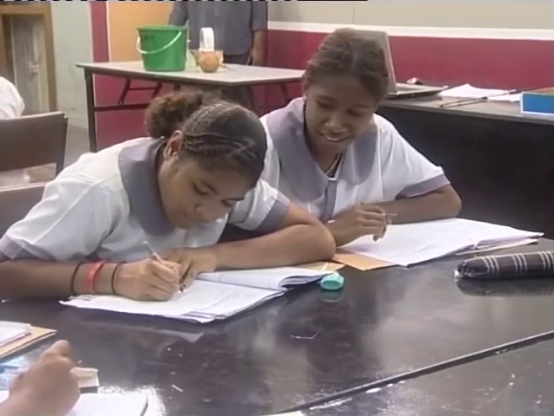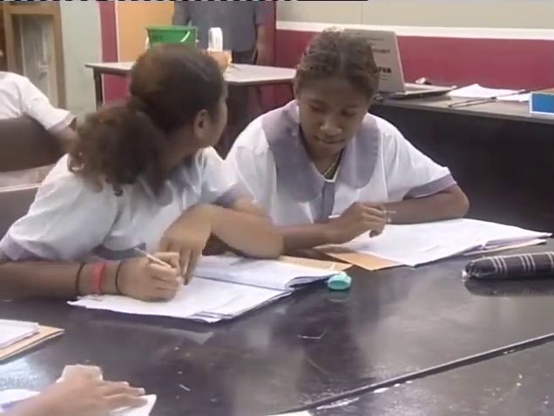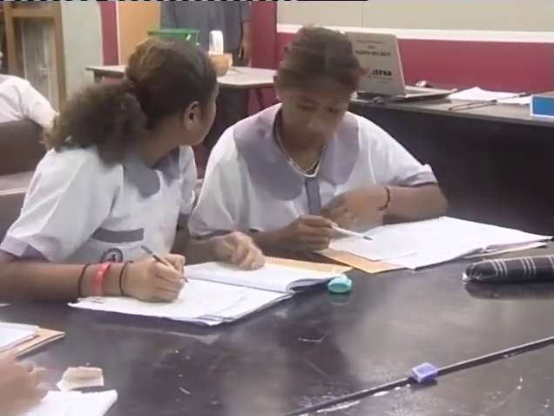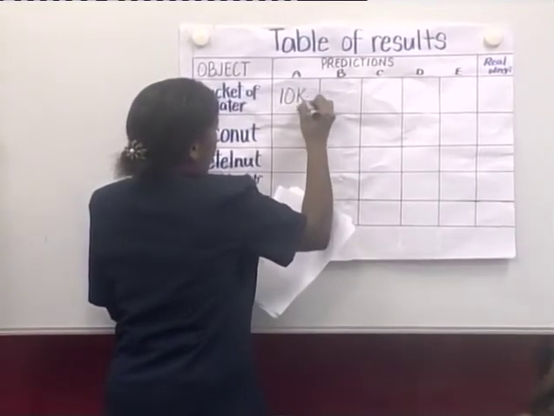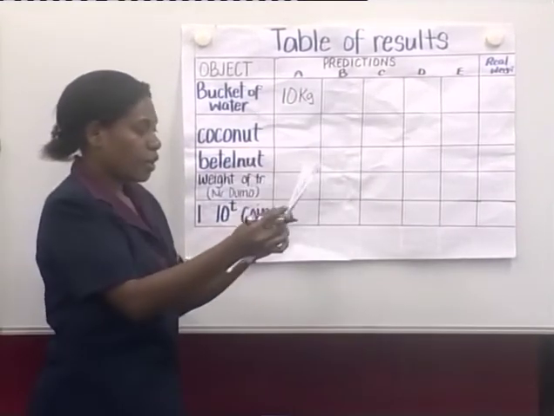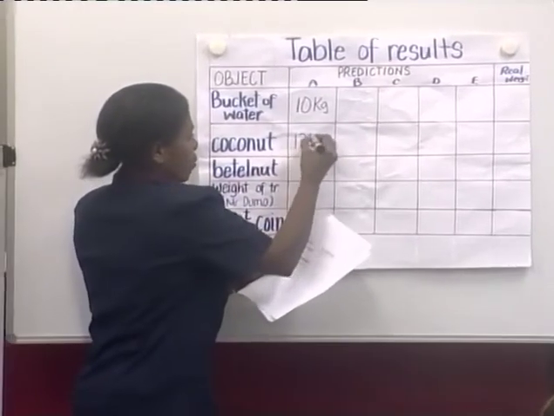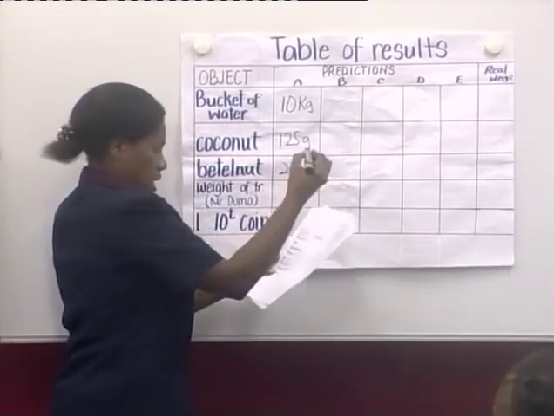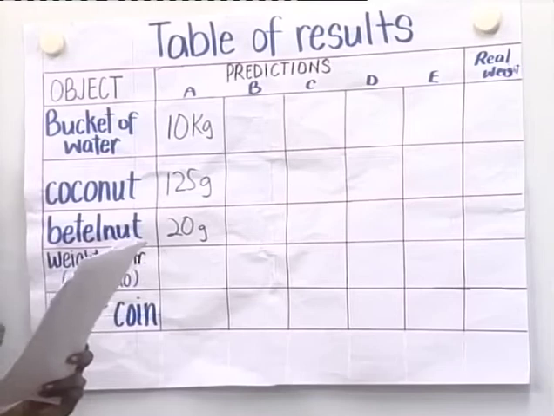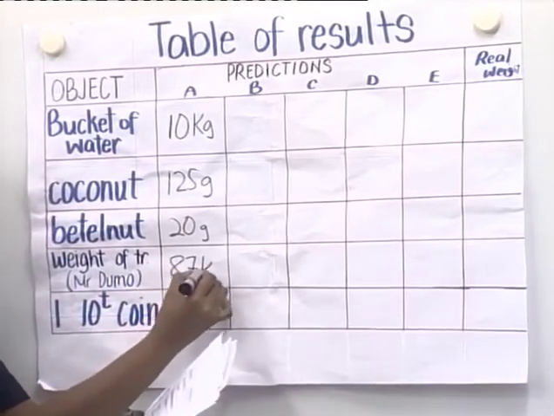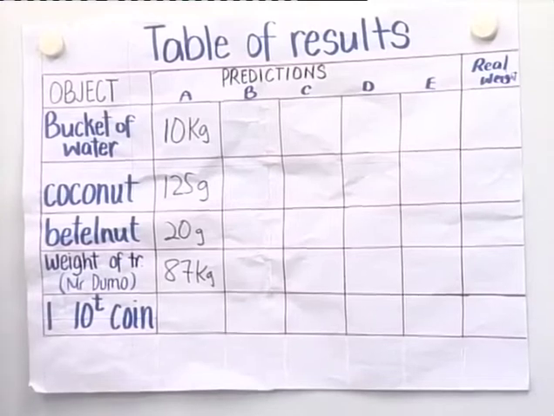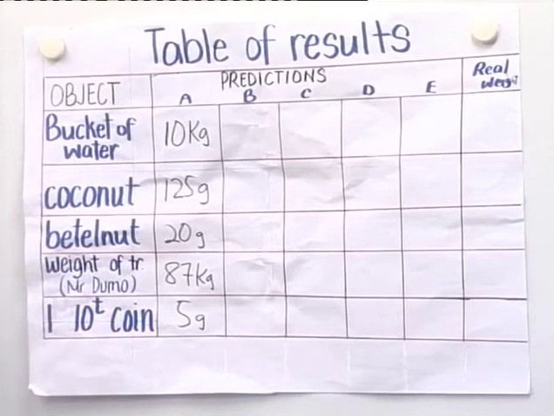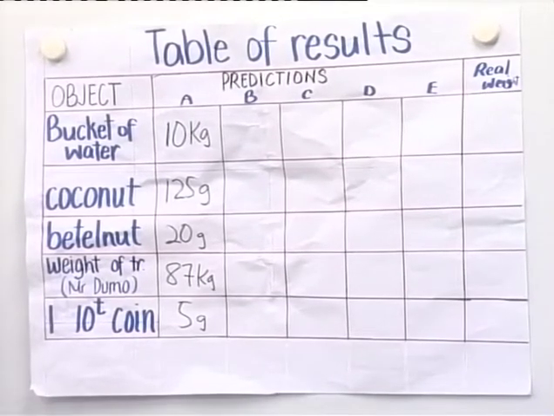Okay, let's check. Group A, bucket of water, 10 kilograms. Coconut, 125 grams. Betel nut, 20 grams. Weight of Mr. Dumo, 87 kilograms. And 110 Toya coin, 5 grams. Okay, that's group A. Group A, that's your predictions. Okay, the next one.